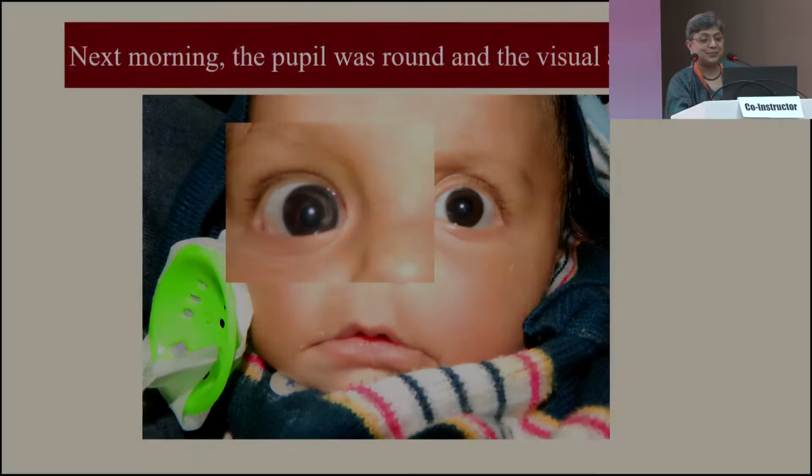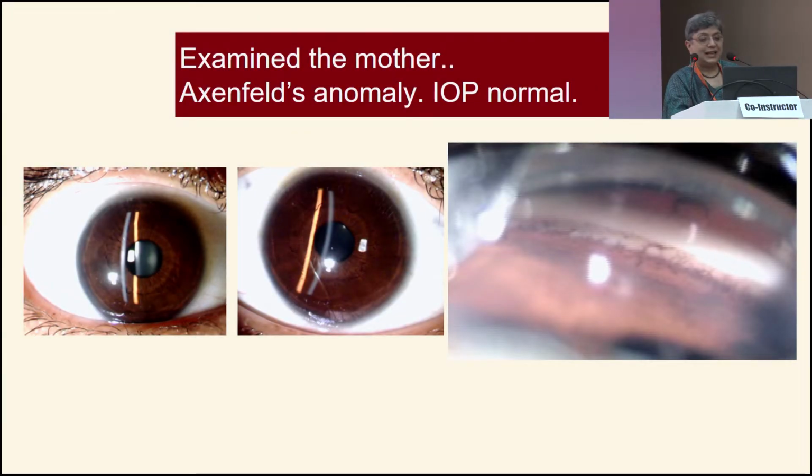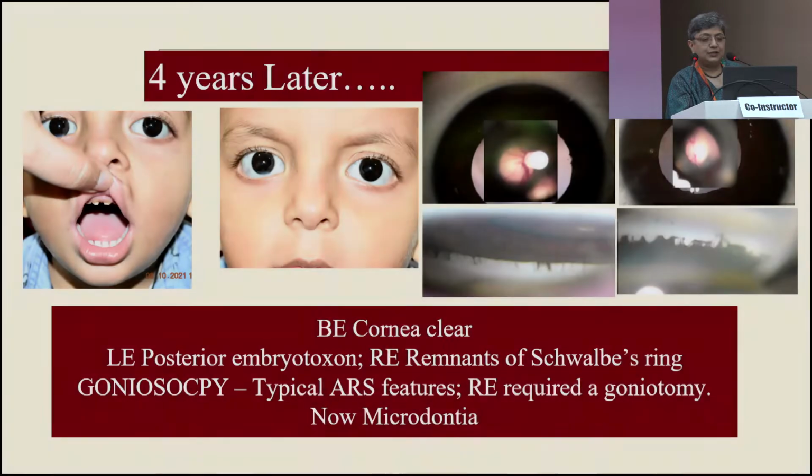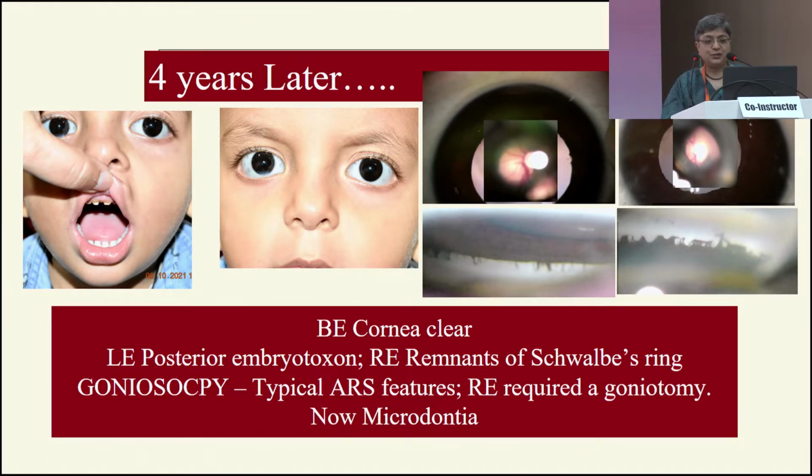So sometimes you learn. Then we examined the mother, and she had an Axenfeld anomaly, but normal pressures, normal discs, but an Axenfeld anomaly nevertheless. So then we are going to look at doing the genetics for them. We thought it was fine, and this guy is now 4 years old.